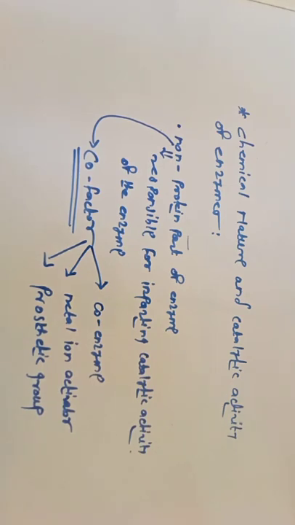If you consider the non-protein part of the enzyme, it imparts the catalytic activity of the enzyme, and it is also known as cofactor. These cofactors are again classified into three types. So there are three types of cofactor observed in enzymes. One is coenzyme, second is metal ion activator, and third one is prosthetic group. So let's discuss one by one: what is coenzyme, metal ion activator, and prosthetic group.